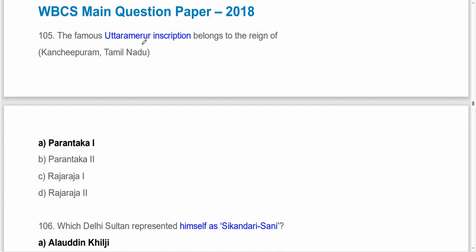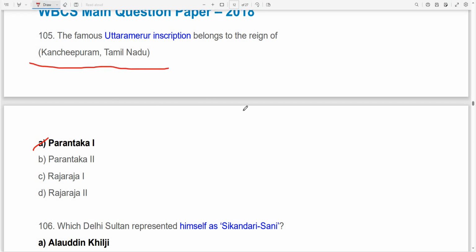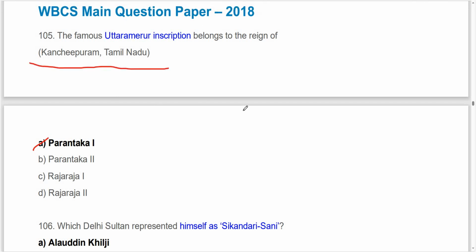2018 question. The famous Uttaramerur inscription belongs to the ruler Parantaka I. This inscription was found at Kanchipuram, Tamil Nadu. So the famous Uttaramerur inscription belongs to the reign of Parantaka I.